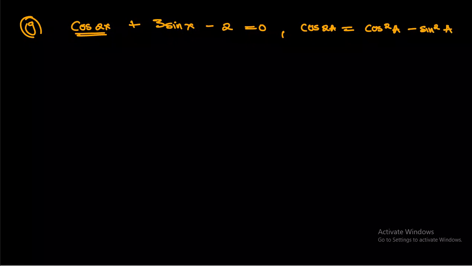I also said that cos squared a can also be found by 1 minus sine squared a. This is coming from another identity, which I said: cos squared a plus sine squared a is equal to 1. Making this the subject of the formula, that's why we have this.